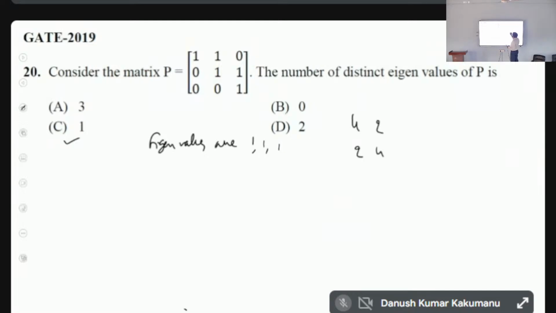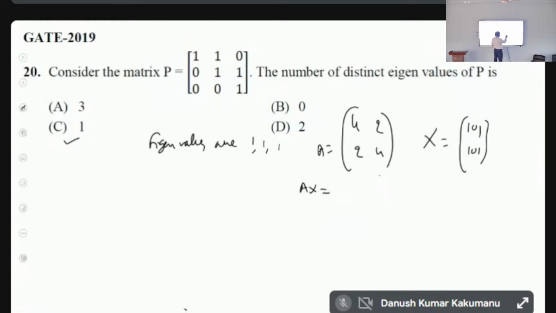Matrix A is 4 to 2, 4. Eigenvector is 101, 101. What is its eigenvalue? Try, all of you. Matrix A is given, eigenvector is given. What is the logic? Ax equal to lambda x.